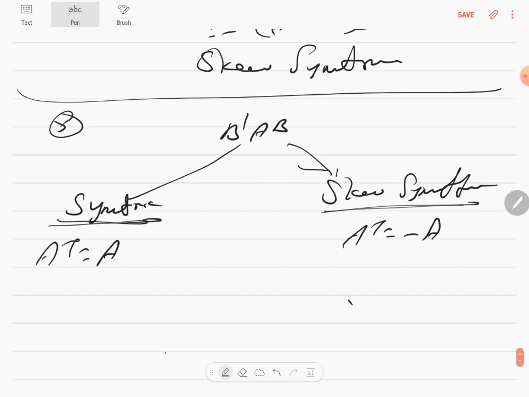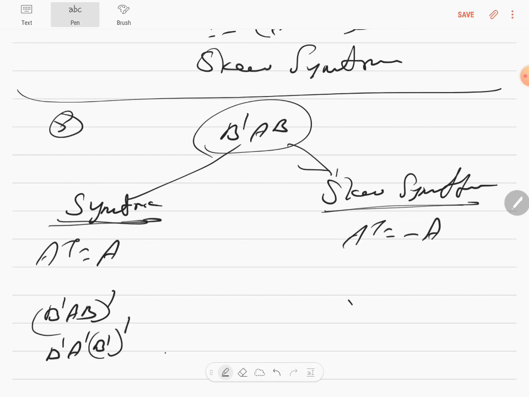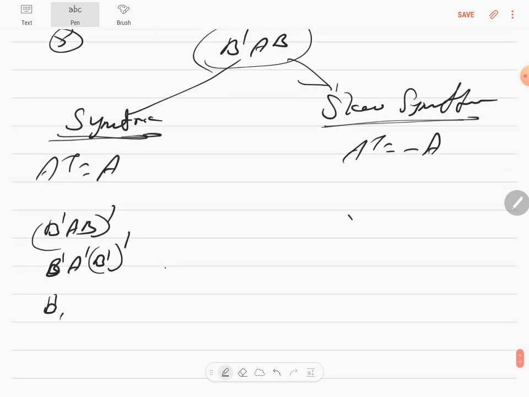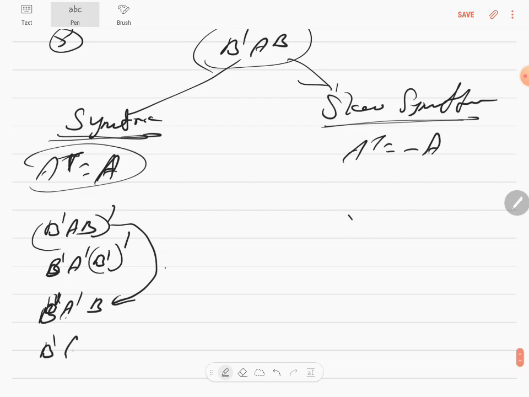So what you do, given the matrix, you have to transpose and see. In descending order, (B' AB)' is B' A' (B')'. That is B' A' into B. (B')' is just B, and A' is A transpose, which is just A. So you write it as B' AB. You started with B' AB, and you ended up getting B' AB. Therefore, it's symmetric, provided accordingly that A transpose is A, that A is symmetric.